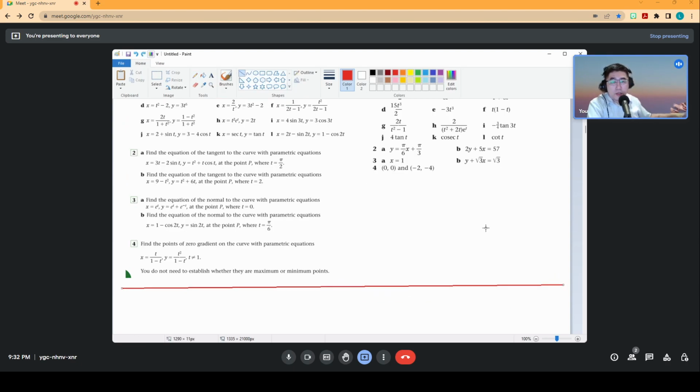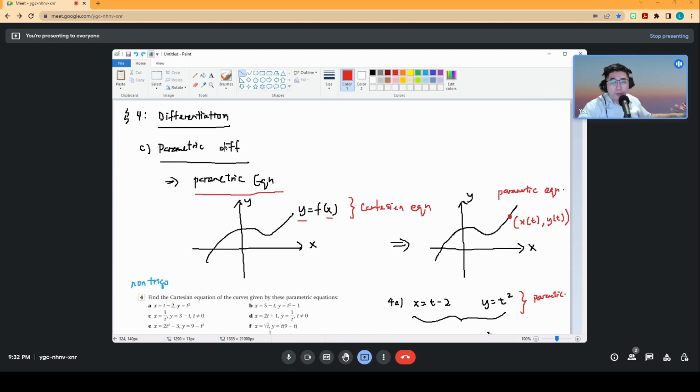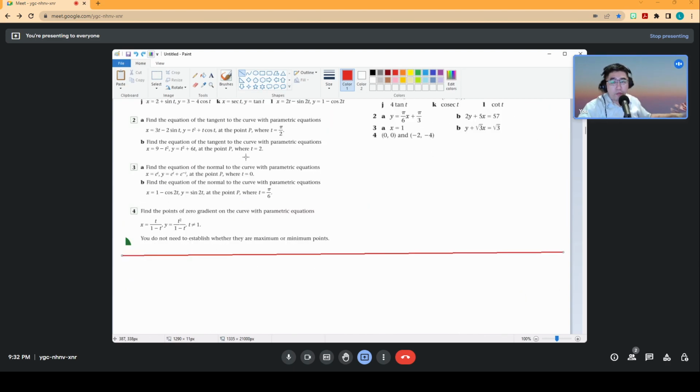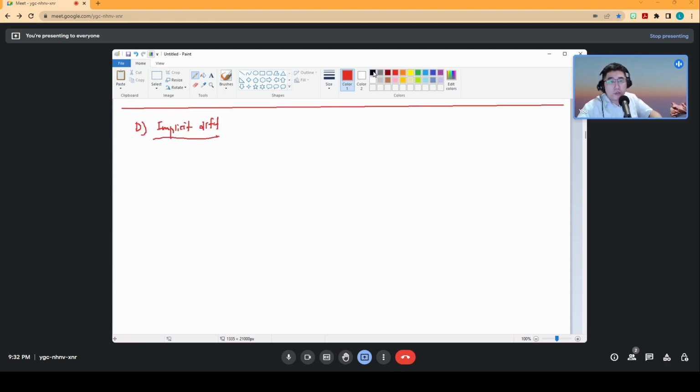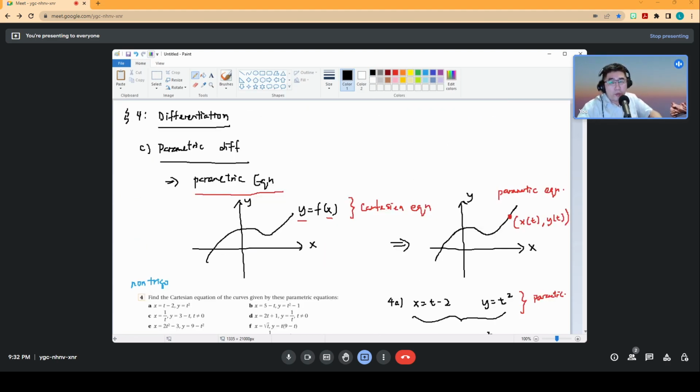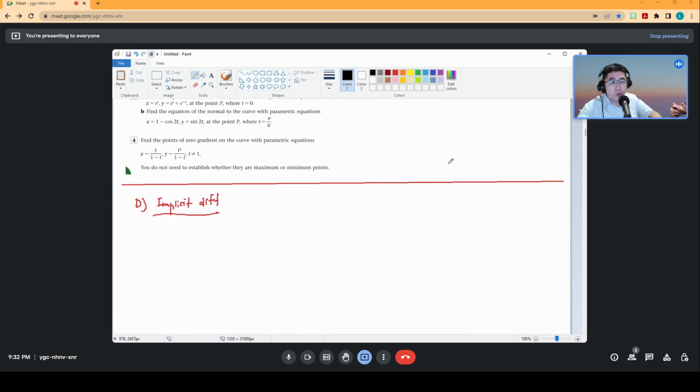Then this is section C, parametric differentiation. Next, we look at implicit differentiation, section D. For further maths students, you need to be aware that parametric differentiation and implicit differentiation will be continued in further maths later. So please make sure you learn this properly.